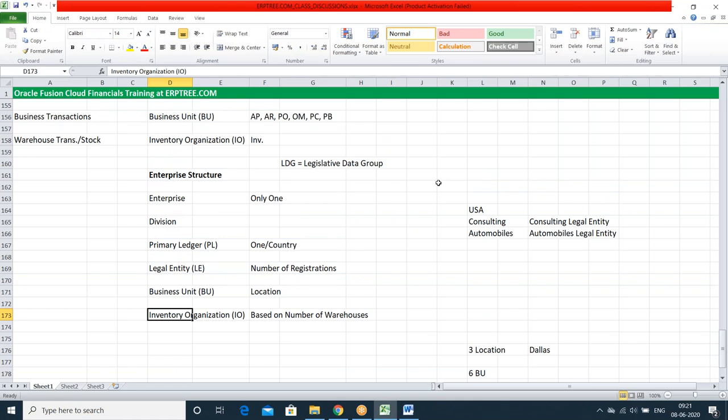Hey, Lakshman, one question. You mentioned that we can have primary ledgers, like in your example, four primary ledgers for four different countries. Yes. So if we want to have a consolidated financial reporting at the enterprise level, how do we do that? Okay, you have to create one more ledger called a consolidation ledger. After creating the consolidation ledger, you can pull the data from these four ledgers to that ledger. That's how you can create the consolidation reports. We are going to cover that concept in our course.